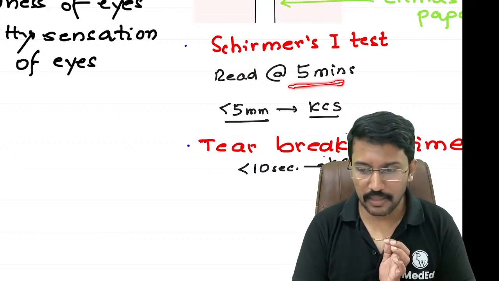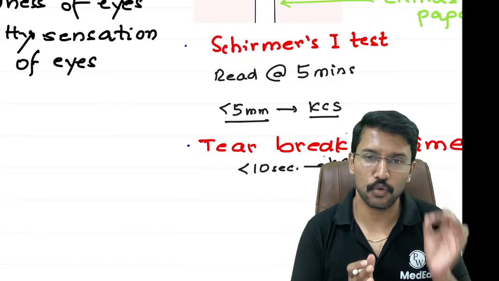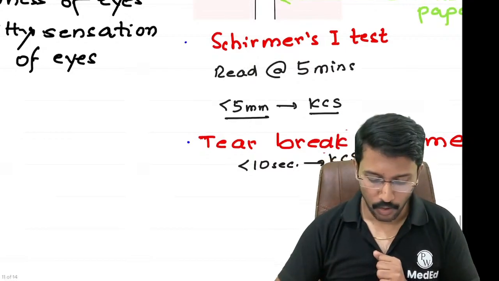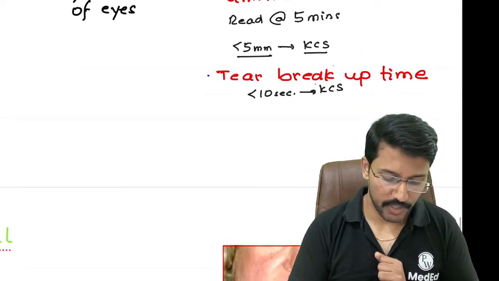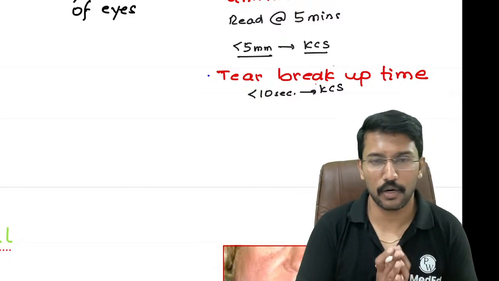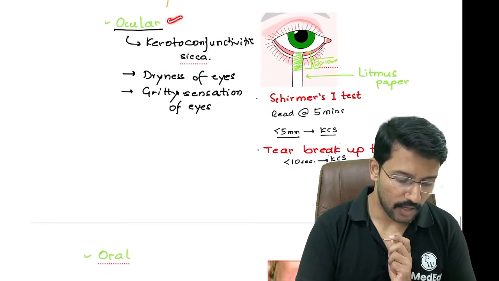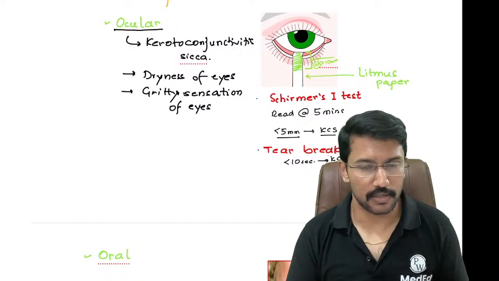5 मिनट के बाद रीड करेंगे, अगर 5 मिलीमीटर से कम वेट हुआ है तो abnormal है, you have keratoconjunctivitis sicca. Alternate क्या करते हैं? Tear breakup time, वो अगर 10 सेकेंड से कम है तो that also indicates that the patient has keratoconjunctivitis sicca. That is about the ocular manifestation of Sjögren syndrome.